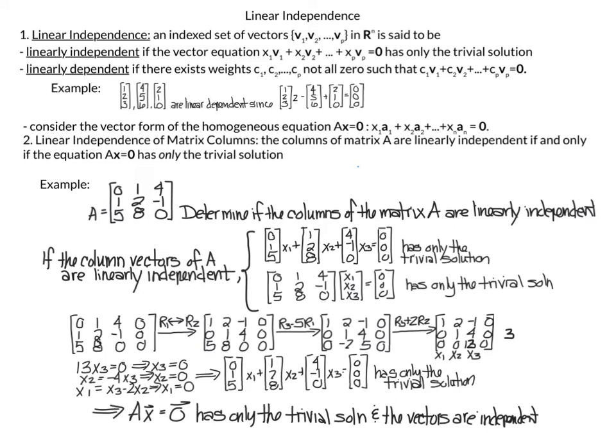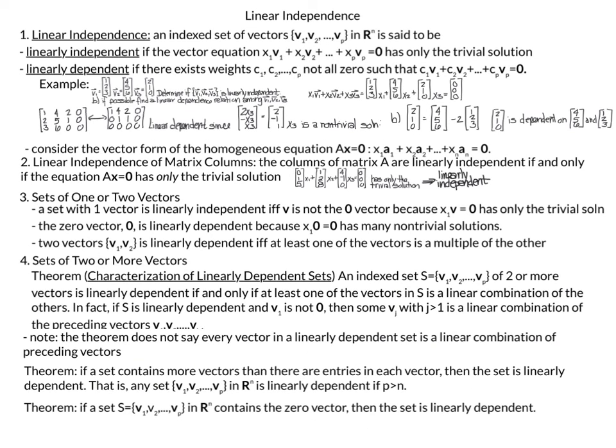And by the definition of linearly independent, only the trivial solution means that the three vectors are independent. So we've talked about the definition of linearly dependent and independent. We also related that both to the vector homogeneous equation as well as the matrix homogeneous equation. Now we'll talk about the special cases of sets of one or two vectors.